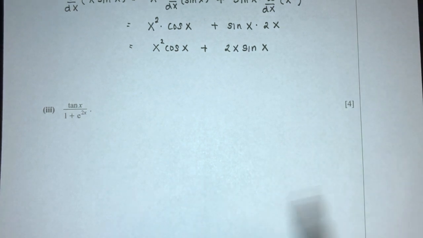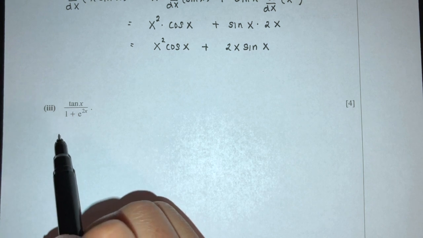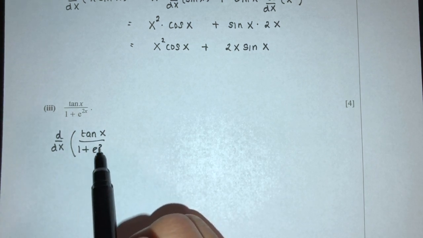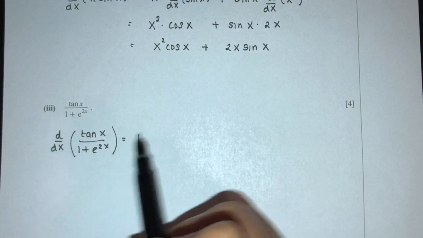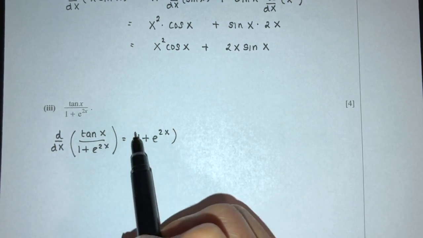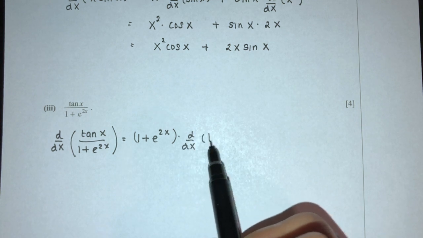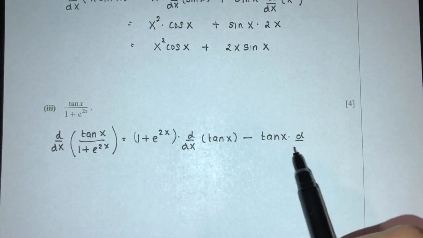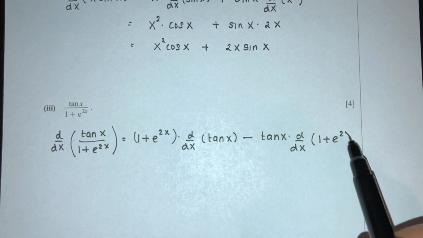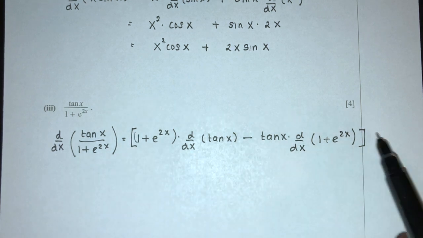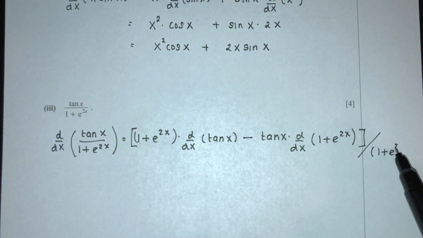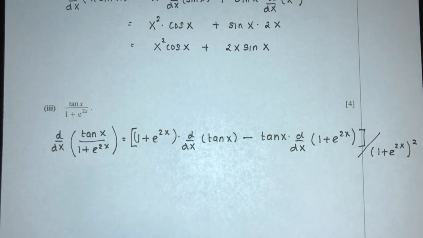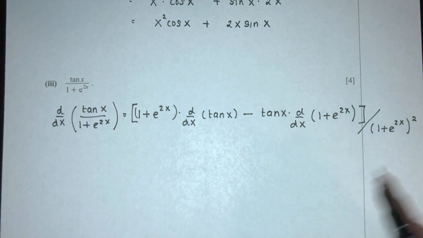Now for part 3, as you can see, this one is a fraction, so you have to use your quotient rule. So d by dx of this fraction. First you have to write down the denominator as it is, which is the base, then multiply by d by dx of the numerator, which is tan x. Then we have to write minus the numerator as it is, multiply by d by dx of the denominator, and then everything has to be divided by the square of the denominator. In the exam you cannot write in this space, you have to write below. Make sure that you don't do this.